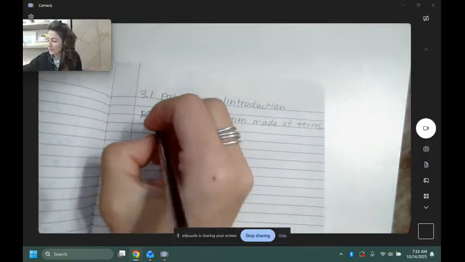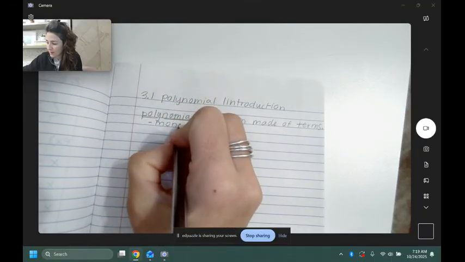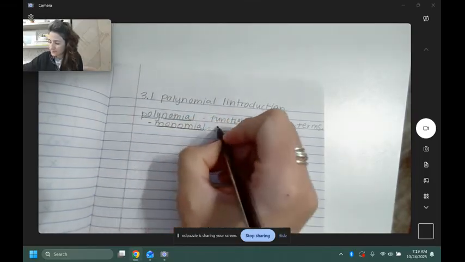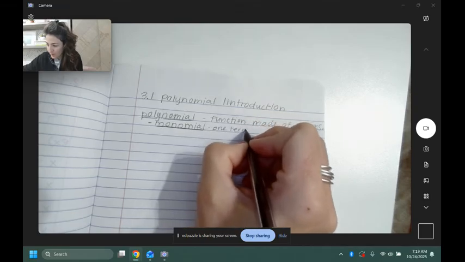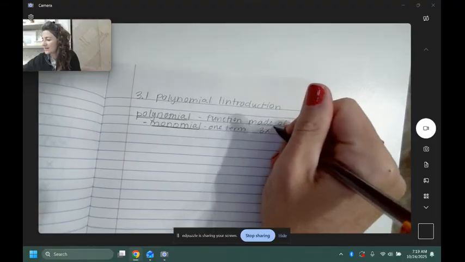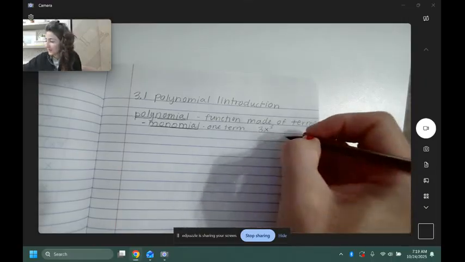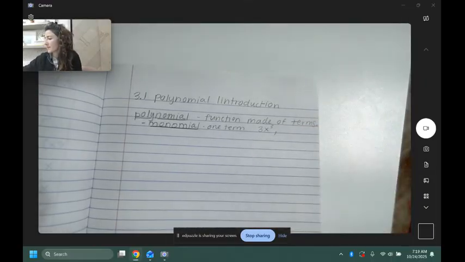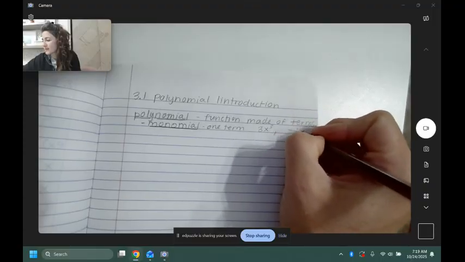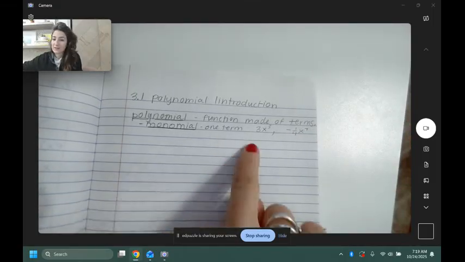There are a couple different types of polynomials that we call out. Monomial, mono meaning one term. An example of a monomial could be 3x to the third. There's one piece of this function. It could also be negative 1/4 x to the seventh. This is a monomial. There's one piece to this function.